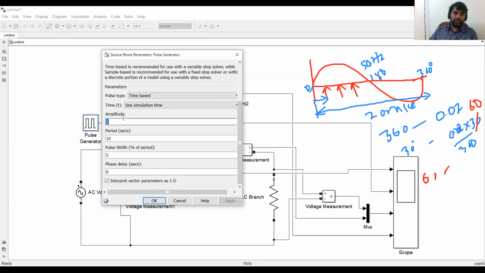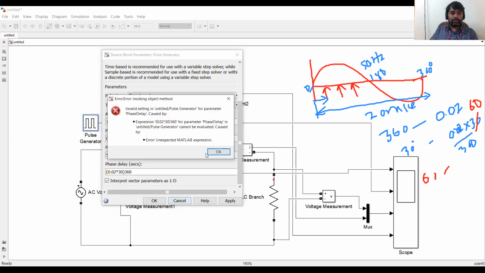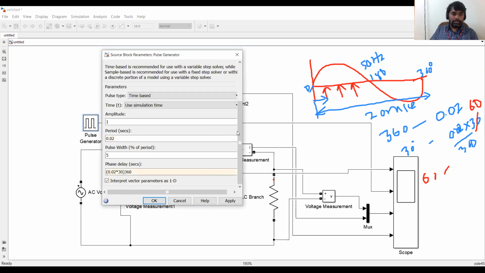You can get this one. Here you can see the amplitude as 1. Pulse period in seconds: to complete one cycle, it is taking 20 milliseconds, so I can write 0.02. Forget about this pulse width. The phase delay is the firing angle alpha, right? So to fire at 30 degrees, I can write 0.02 into 30 divided by 360 degrees, which means it will fire at 30 degrees.